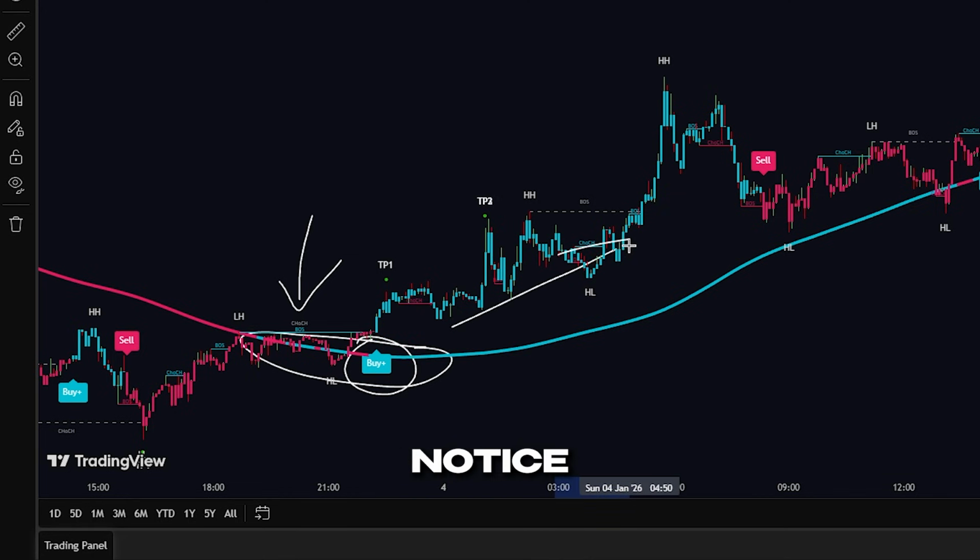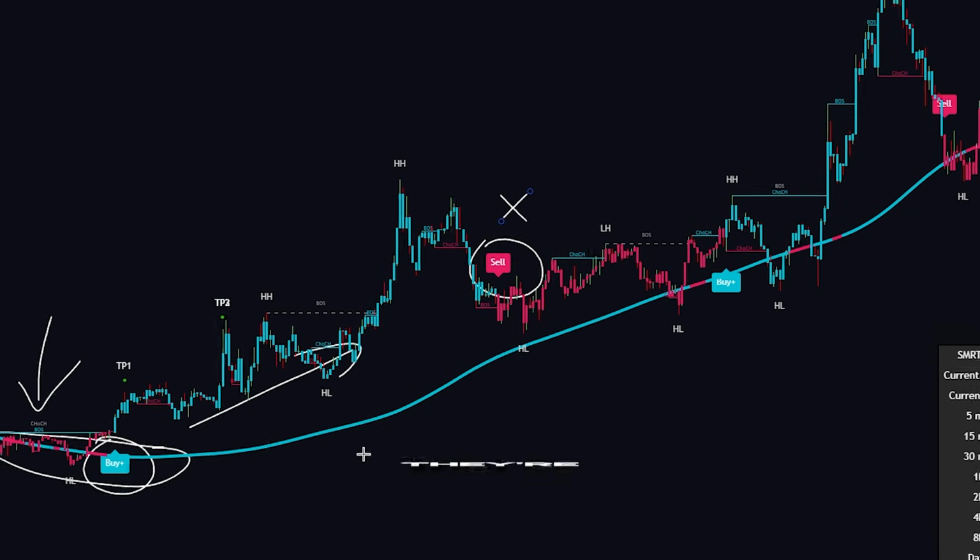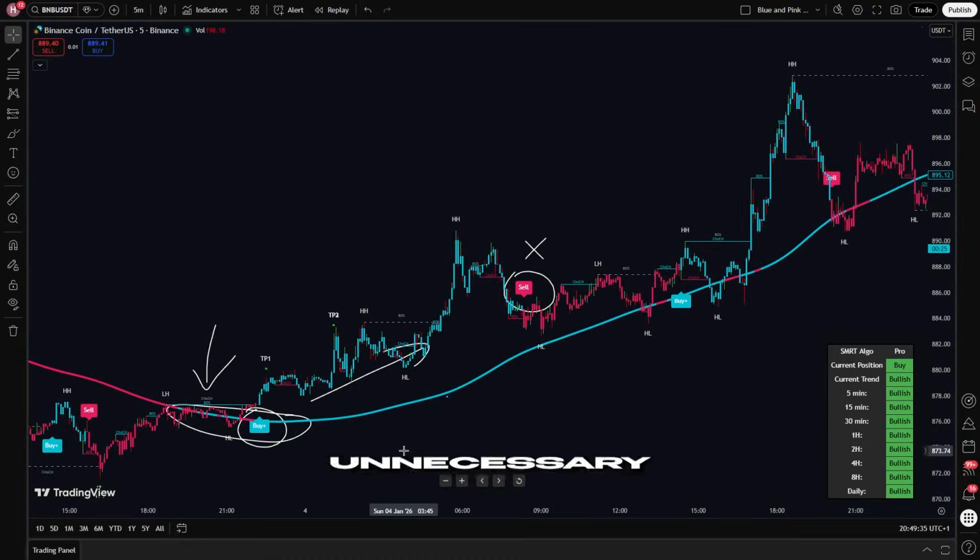On the other hand, you'll notice sell signals that appear during this bullish move. We ignore them completely. They're counter trend, higher risk, and unnecessary.